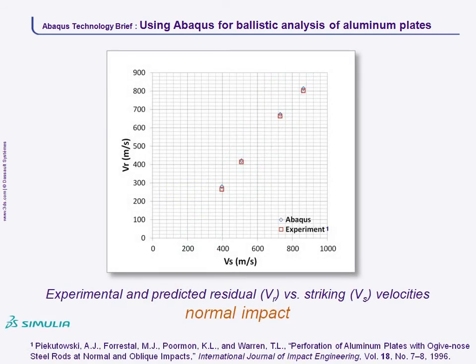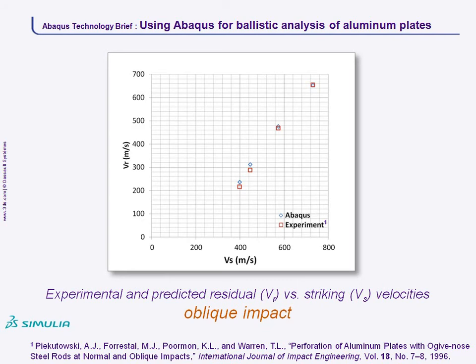In this plot of the projectile's residual or exit velocity versus striking velocity for normal impacts, you can see the close agreement between the experimental and simulated residual velocities for a wide range of striking velocities. In the equivalent plot for the oblique impact case, the numerical and experimental results for lower striking velocities are farther apart than for the normal impact case, but in general, there is still good agreement between the simulation and experimental results.